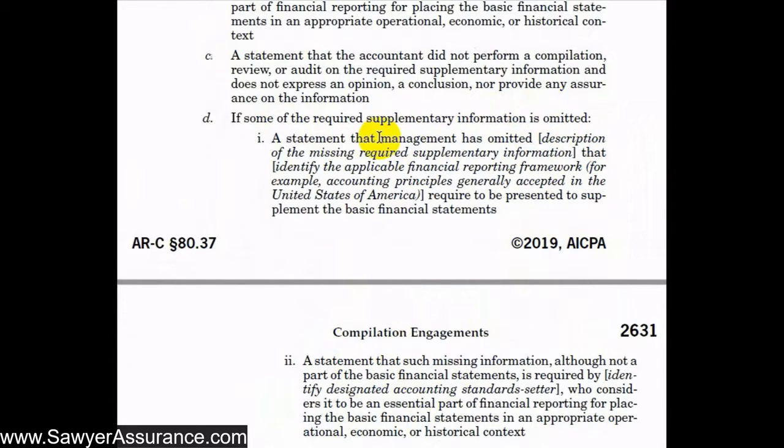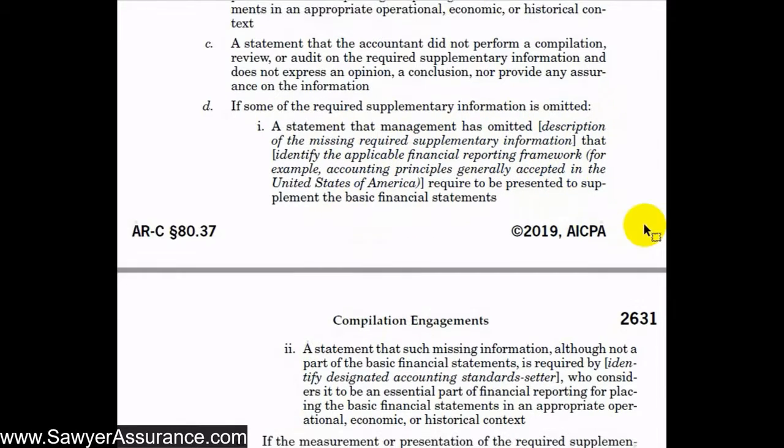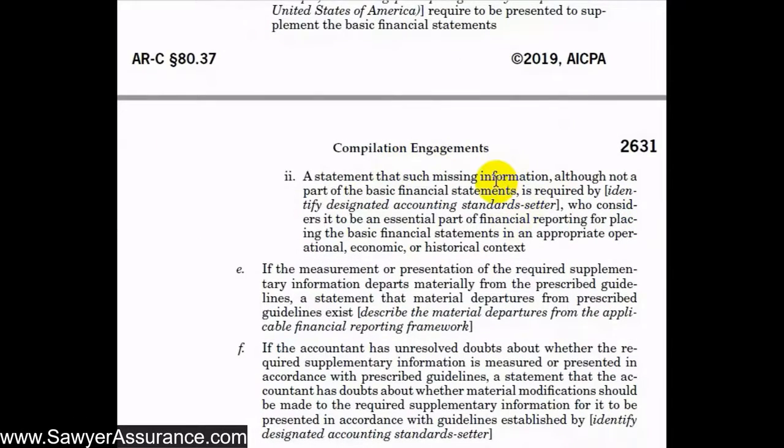And so this says that management has omitted whatever part of the required supplementary information was missing, and that the financial reporting framework that was being used, for instance GAAP, requires that missing piece to be included with the financial statements. And then we should also include a statement that the missing information is not part of the basic financial statements. However, it's required by the accounting standard setter, for instance, the FASB, and that they consider it essential to the financial statements for these reasons.